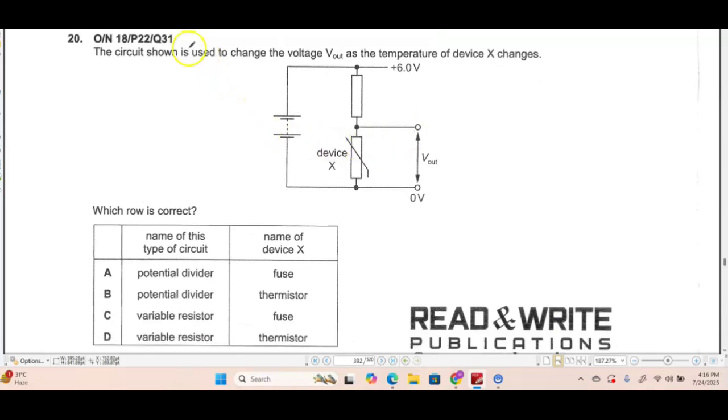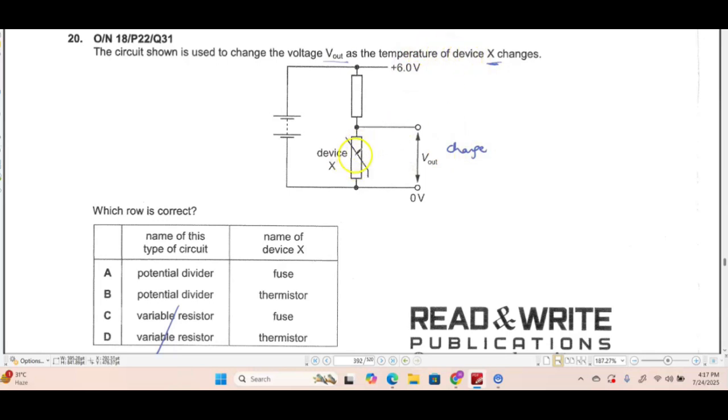Question number 20. The circuit shown is used to change voltage out as the temperature of the device X changes. So we need the name of the circuit and the name of the device X. The name of such a circuit is potential divider. You've done many questions related to this where they've named this circuit as potential divider. So you should know by now that this is a potential divider circuit. And the other thing that we have to keep in mind is that the voltage over here has to change when the temperature of the device X changes.